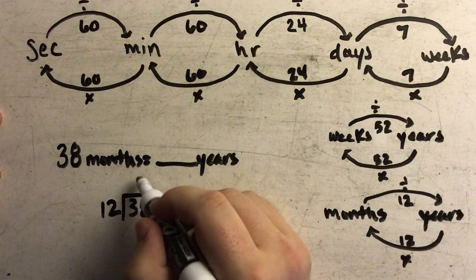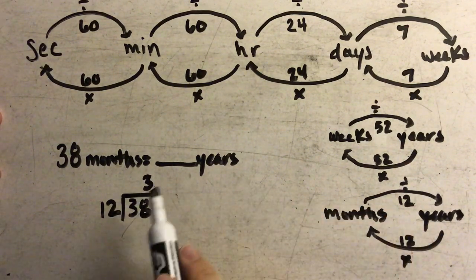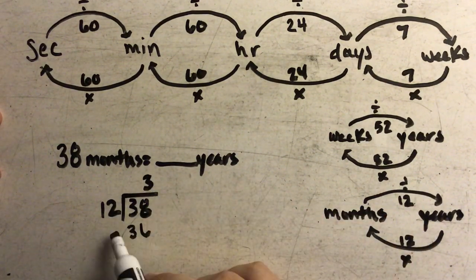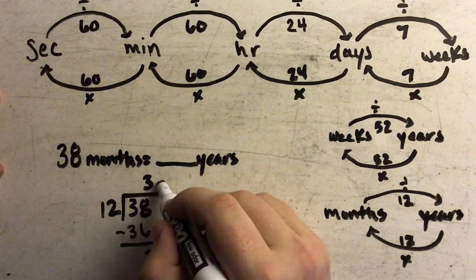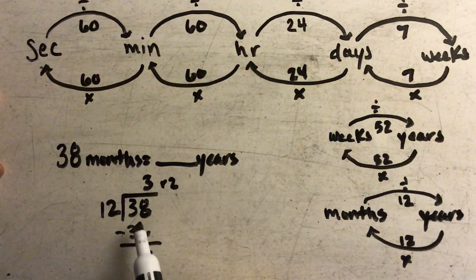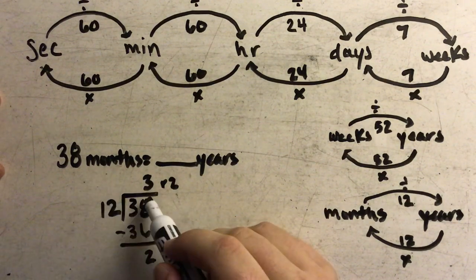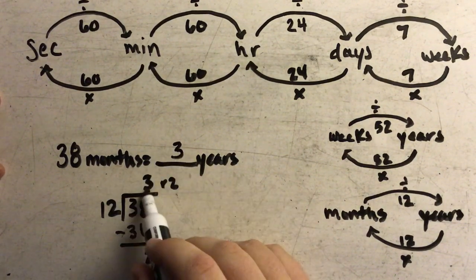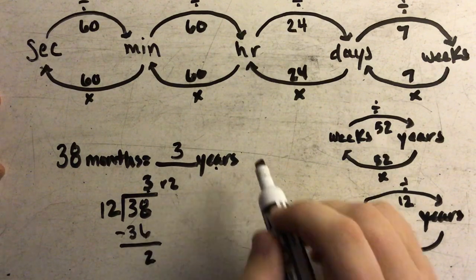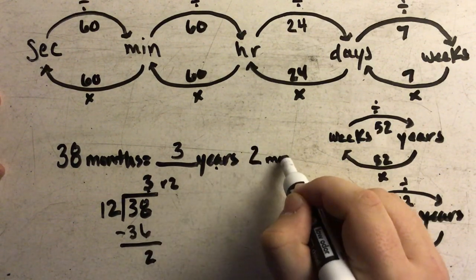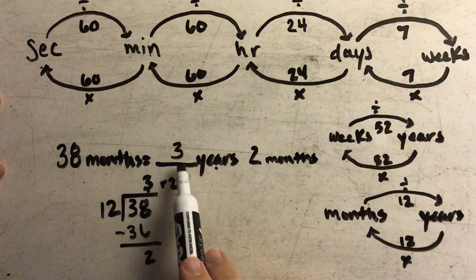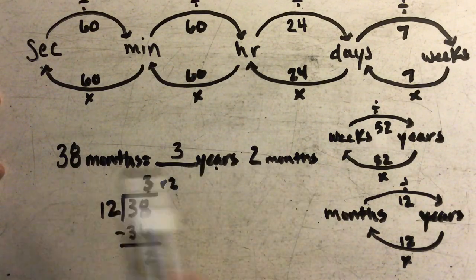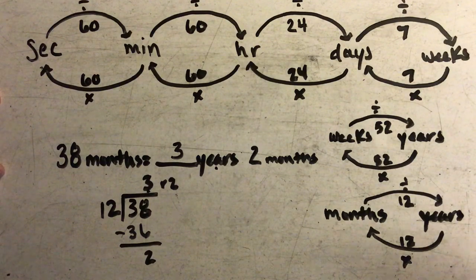So I'm going to take 38, and I'm going to divide it by 12. And I know that 12 goes into 38 3 times. 3 times 12 is 36. And there's 2 left over. Well, what does that remainder 2 mean? It means that out of 38 months, we were able to make 3 full years, but there were 2 months left over. So my answer would be that there are 3 years and 2 months in 38 months.